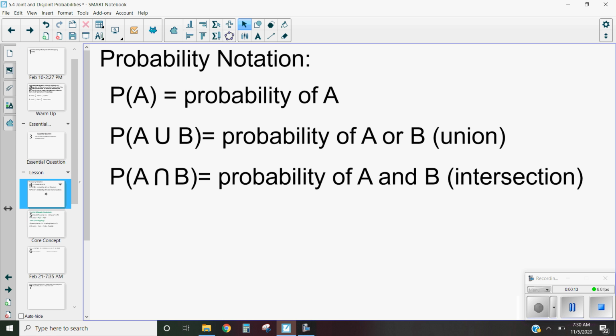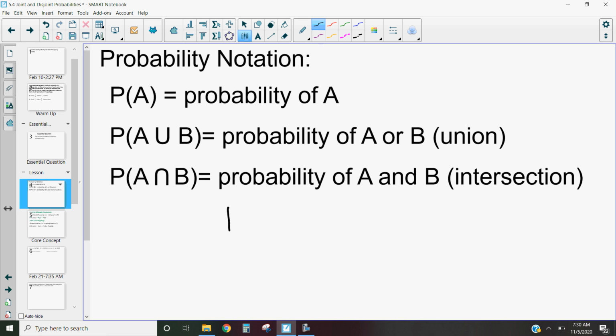So, a reminder that when you see something like the probability of A, or that P of A equals something, that means that we're talking about the probability of event A occurring. Now, there are two new pieces of information that we want to overlap here.